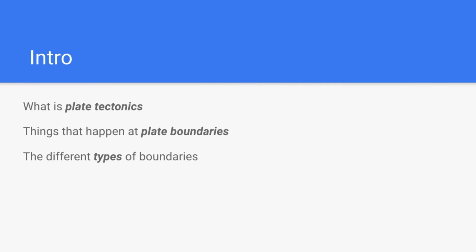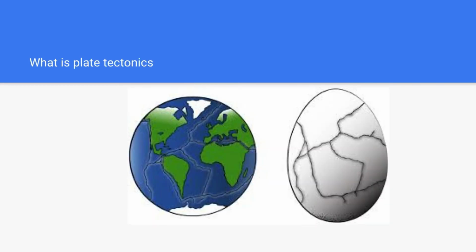Today I am going to talk about tectonic plates. I am going to talk about what happens at plate boundaries, and I am going to talk about different types of boundaries. Let me start off by explaining what plate tectonics is. Plate tectonics is an idea that the Earth's outer layer is made out of larger moving pieces called plates.